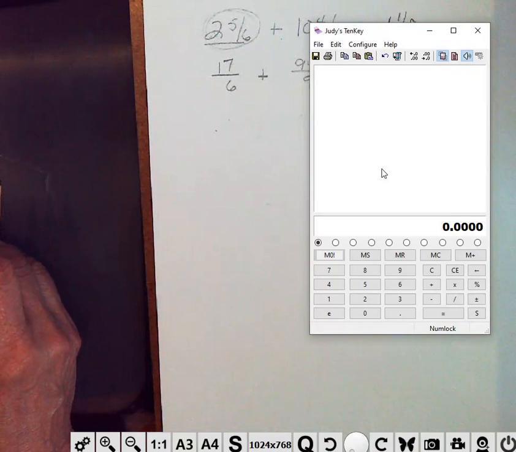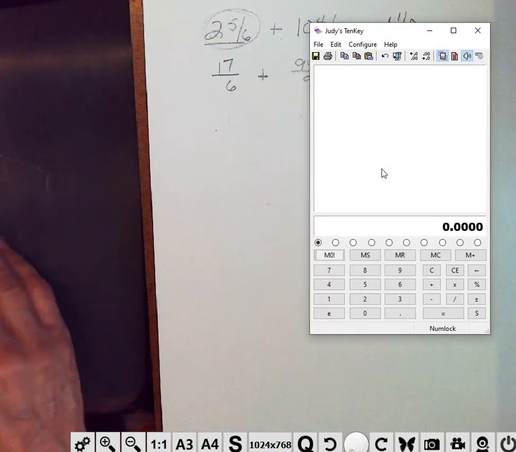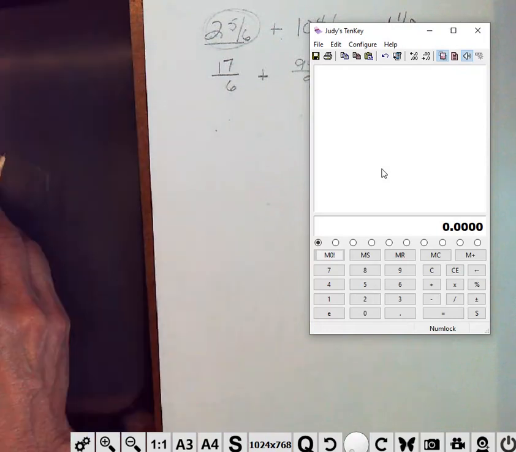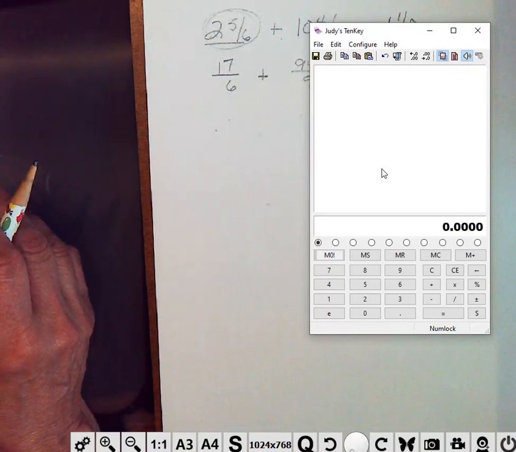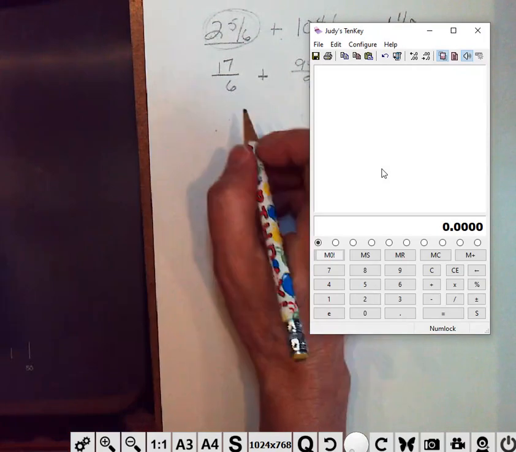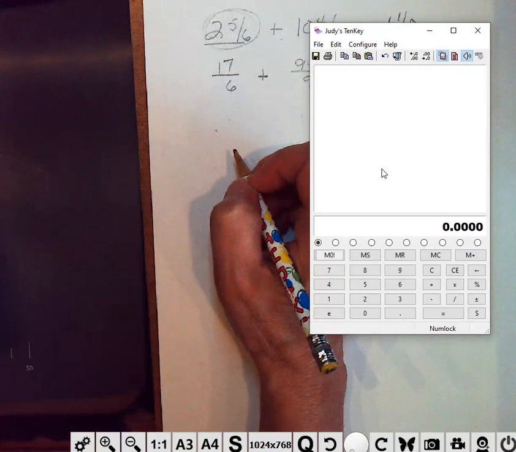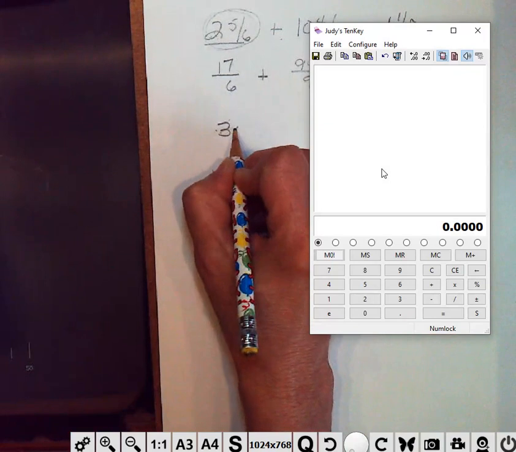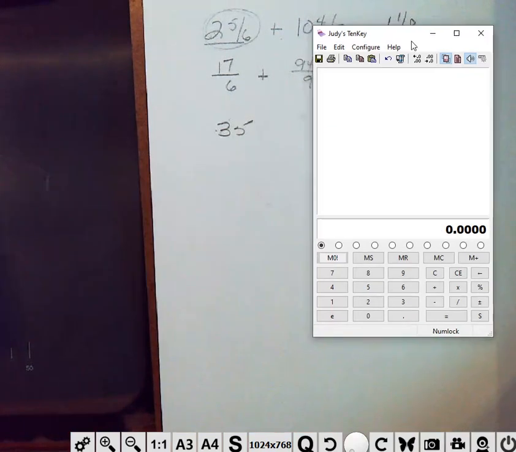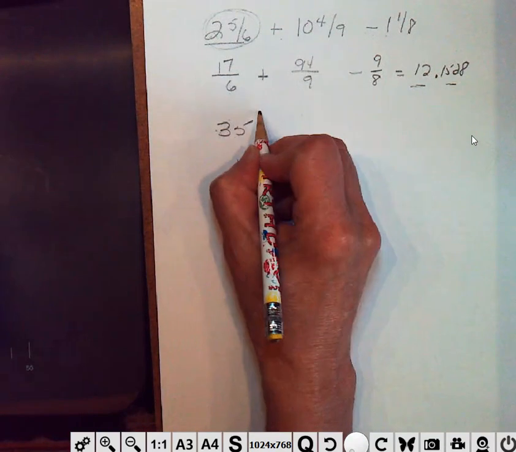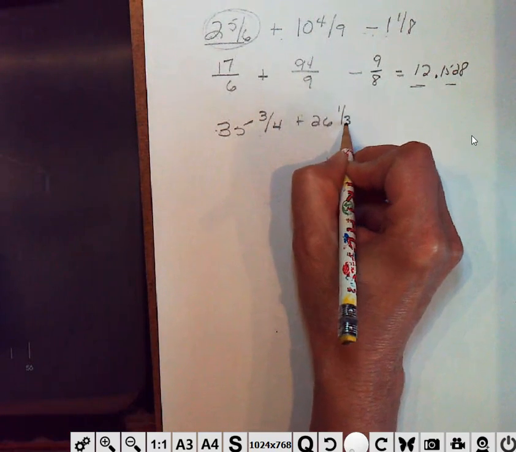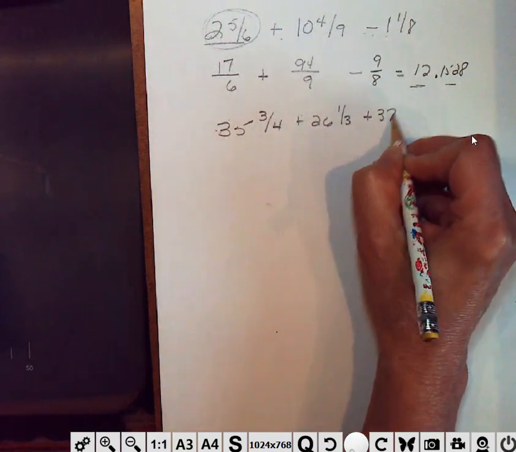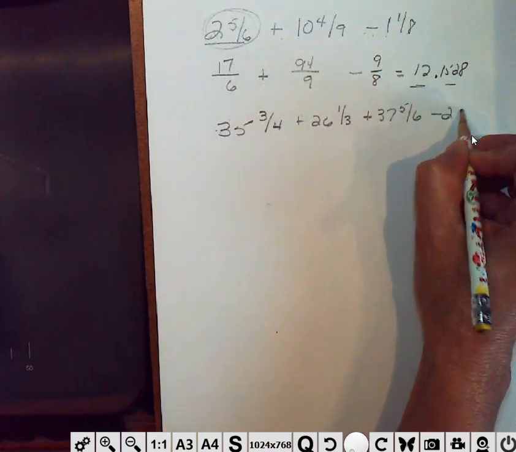So on page 87 again, set your decimal on 4. And we have, which one do I want to do? I want to do number 18: 35 and 3/4 plus 26 and 1/3 plus 37 and 5/6 minus 29 and 1/8.